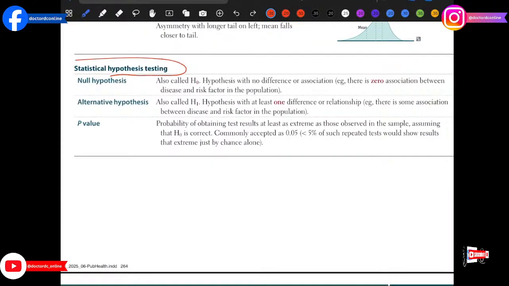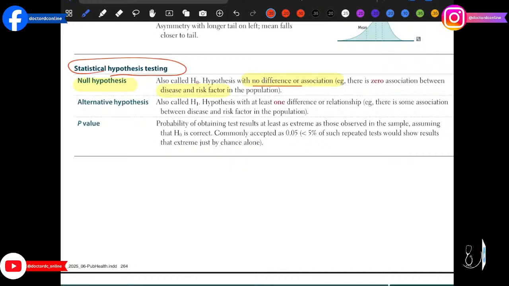Alright, so let's take a look at statistical hypotheses. Now, these allow us to determine whether there's a statistically significant difference between two groups. Now, the null hypothesis is the hypothesis that there's no difference or relationship between a disease and a risk factor. An example of this might be looking at lung cancer and smoking, and a null hypothesis would state that there is no association between lung cancer and smoking.